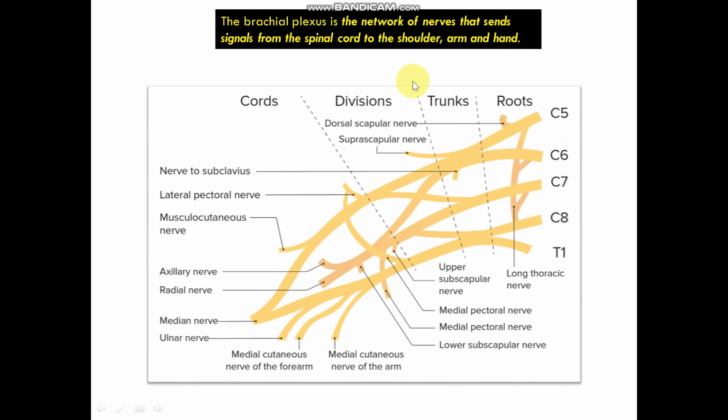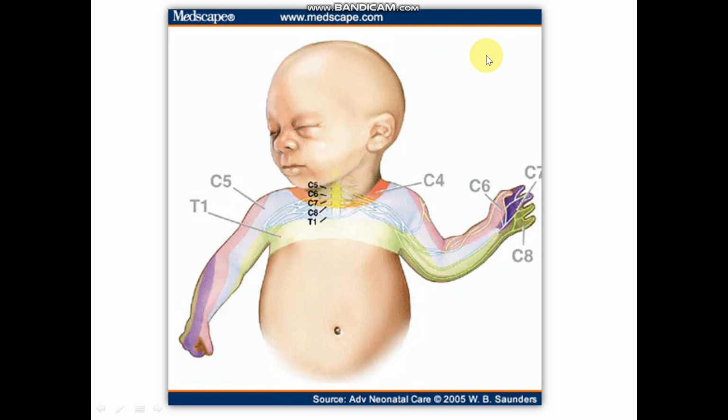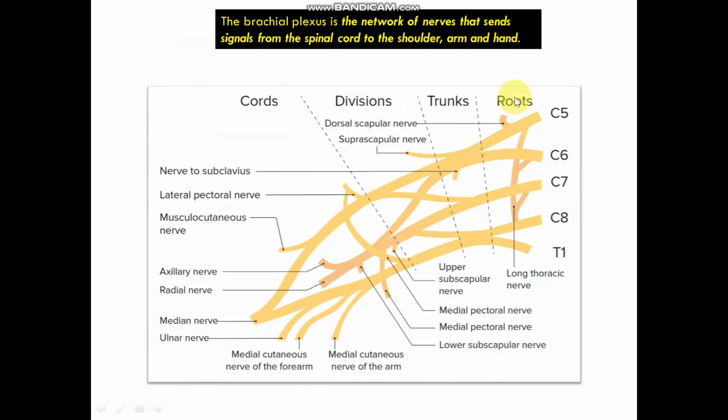We all know the brachial plexus, right? It is the network of nerves that sends signals from the spinal cord to the shoulder, arm, and hand. So, the brachial plexus is responsible for supplying motor and sensory supply for the shoulder, arm, and hands. It is composed of roots, trunks, divisions, and cords. The roots are the part of concern, the part involved in obstetric brachial plexopathy. Five roots contribute to the brachial plexus, which are C5, C6, C7, C8, and T1.